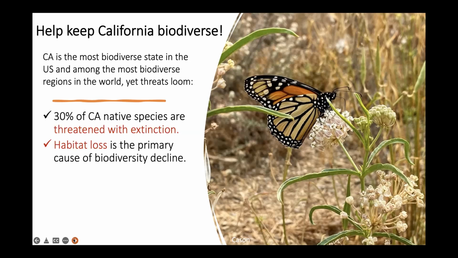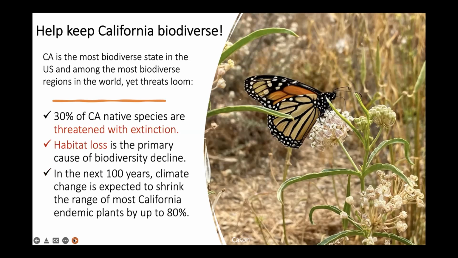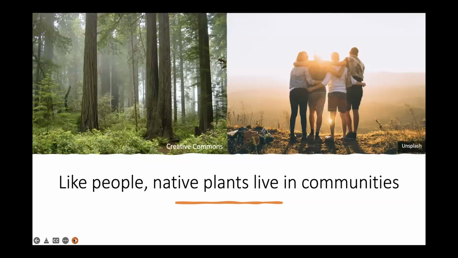And that's why putting them in our own garden is so important, right? We help fill in some of that missing space. In the next 100 years, climate change is expected to shrink the range of most California endemic plants, those that grow just here, by up to 80%. So these are all blinking yellow lights, right? Cautionary tales.